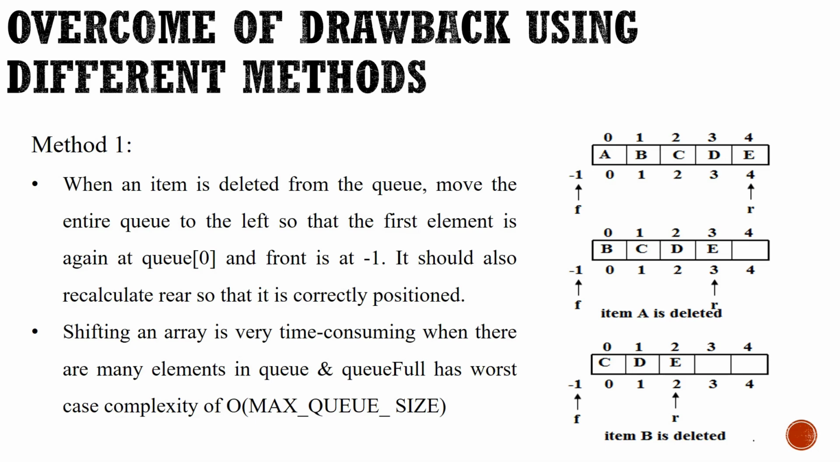The first method: when an element is deleted from the queue, shift the entire queue to the left, so that the first element is again at queue of 0. There is no need to increment the front value. You retain the front pointer at -1 only and shift the queue. If you look at the example, earlier we had the elements A, B, C, D, E. When I delete A, you retain the front, but the rear you decrement by 1. That is the first method which can be used.